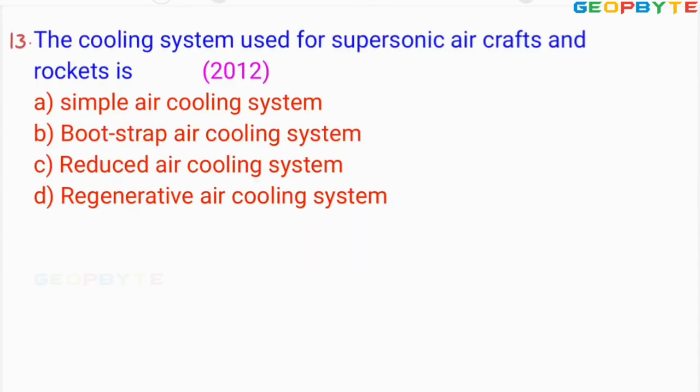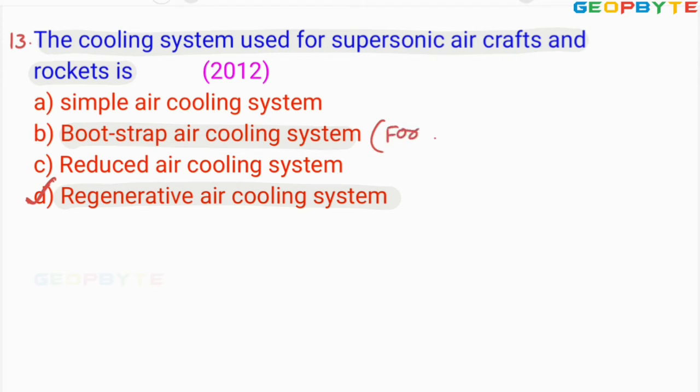Look at the 13th problem. The cooling system used for supersonic aircrafts and rockets. For supersonic aircrafts and rockets, generally we are going for the regenerative air cooling system. Therefore, option D is correct. This bootstrap air refrigeration system can be selected for subsonic flights.